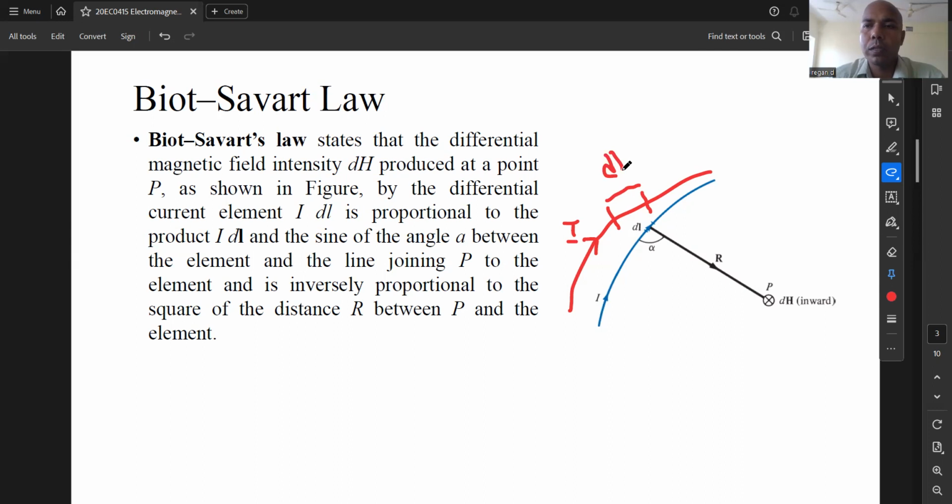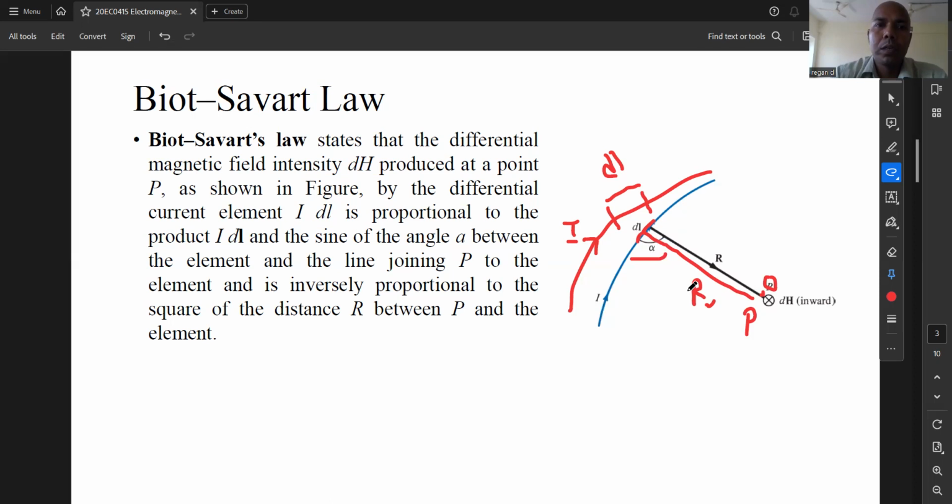And I want to measure the magnetic field at point P. This is the differential length of conductor, and the location where I am going to measure the magnetic field is point P. Now we can make a relation between dl and the distance which connects the differential length of the conductor to point P. That distance is r, a vector joining point P to the differential length dl. The angle between these two is alpha.